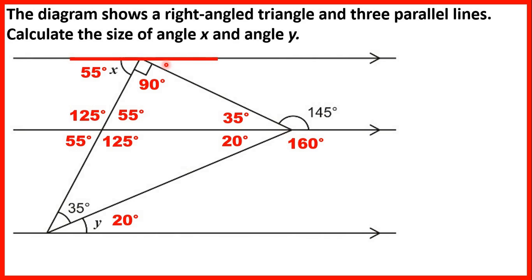And we can find this angle because we have a straight line. So 55 plus 90 is 145, and if we subtract that from 180, we get 35. Or we can find this angle here. 20 plus 35 is 55, and if we subtract that from 180, we get 125. We can also spot that because this angle here is 125, this angle must be 125 as well, because they're opposite sides of a Z angle.